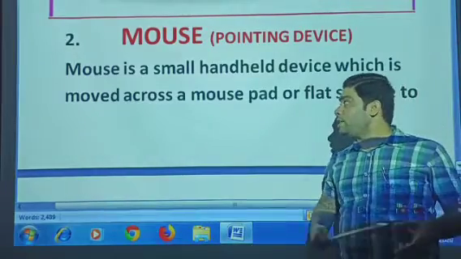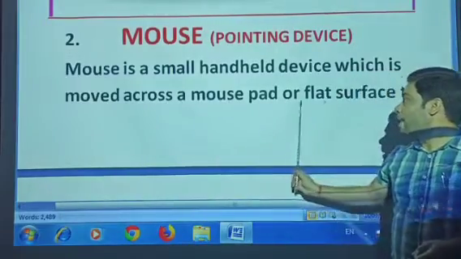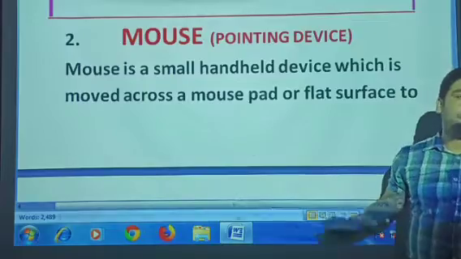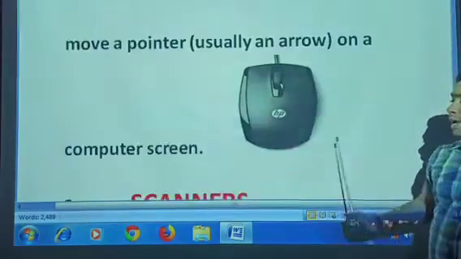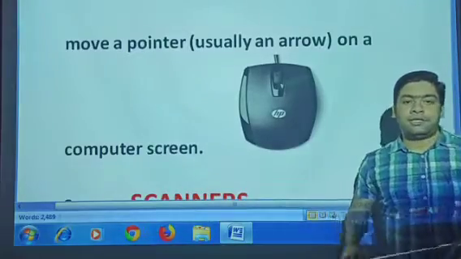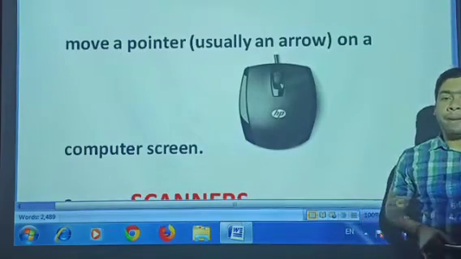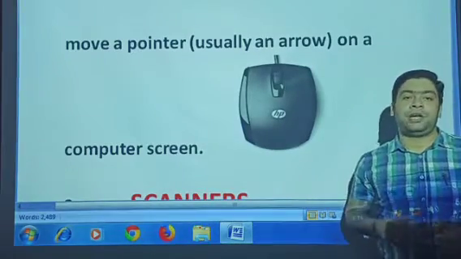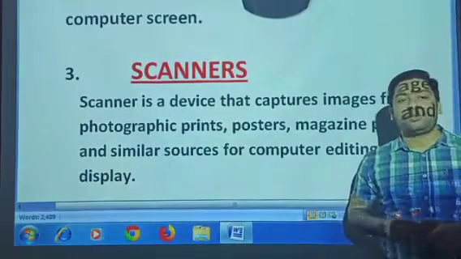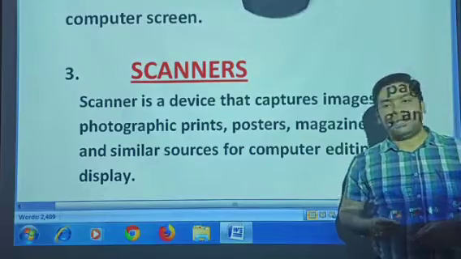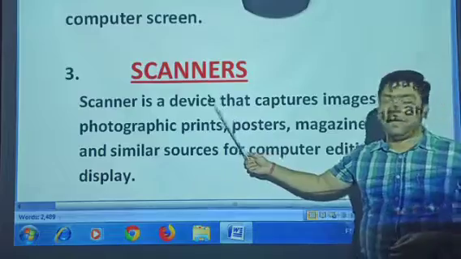The mouse is a small handheld device which is moved across a mouse pad or flat surface to move a pointer, usually an arrow, on a computer screen. This is an image of a mouse which is used to scroll on a pad and give information as input. Sometimes we use left click and right click both to give any kind of command or instruction to the computer.